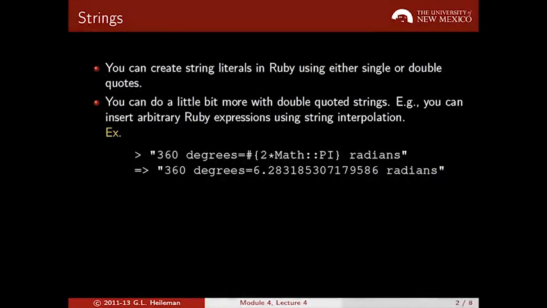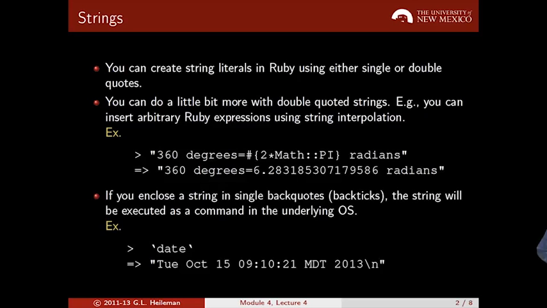Here's an example. If you type 360 degrees within double quotes, and then perform what's known here as string interpolation, again, that's the pound symbol followed by an open curly brace, it'll actually compute 2 times, and then it'll pull the constant pi from the math module and insert the computation of 2 times pi into this string. And you see the result below.